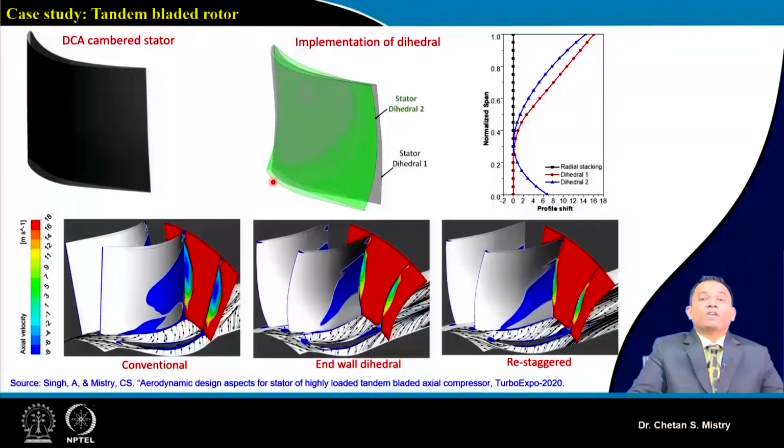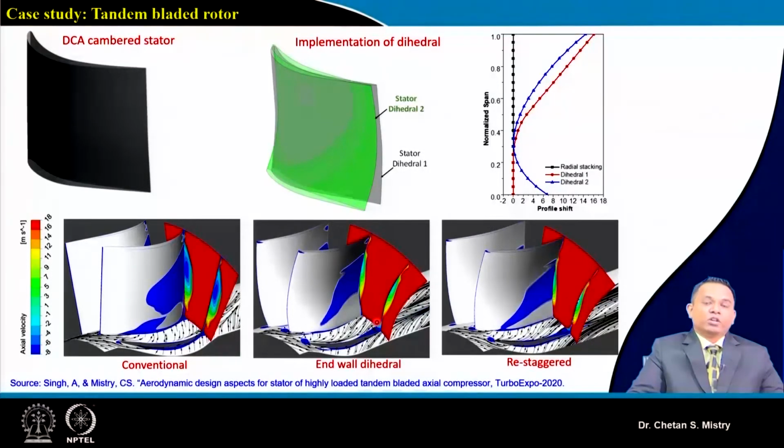Now these are the modifications we have done in order to achieve what we are looking for in terms of total pressure rise. So this was initially designed as a conventional stator, where we are having losses. Now later on it was modified with end wall dihedral. So you can understand this is a three-dimensional stator, and our computational tool is helping us in order to modify the design.